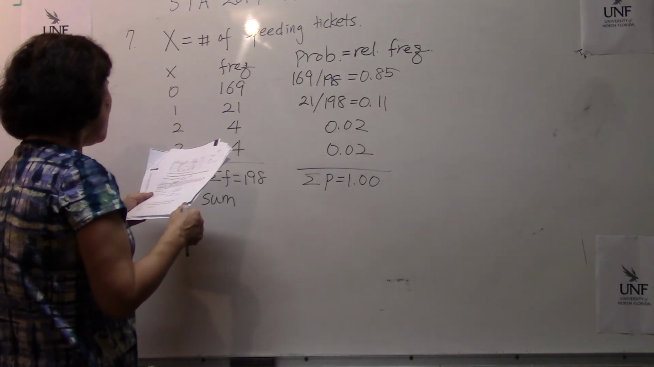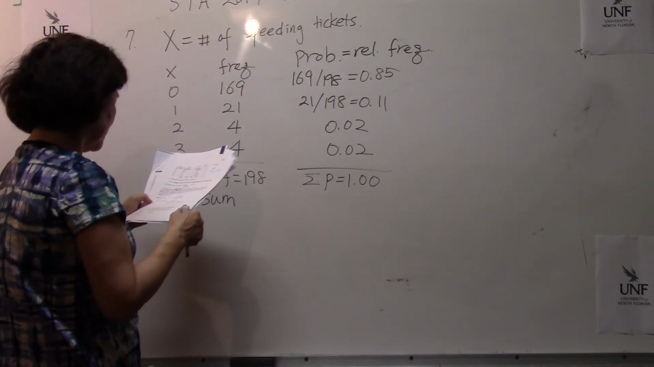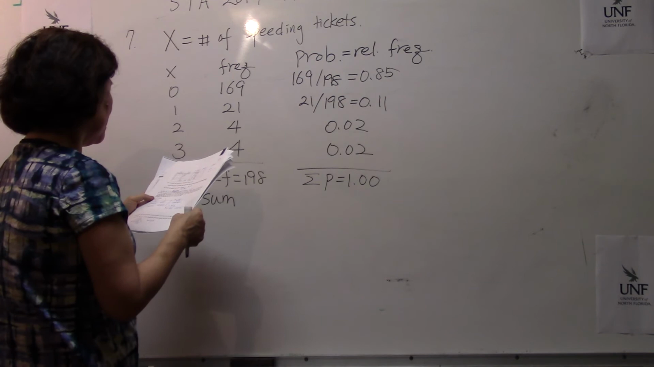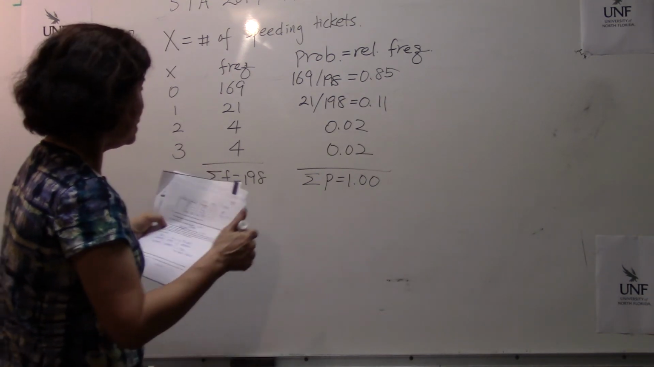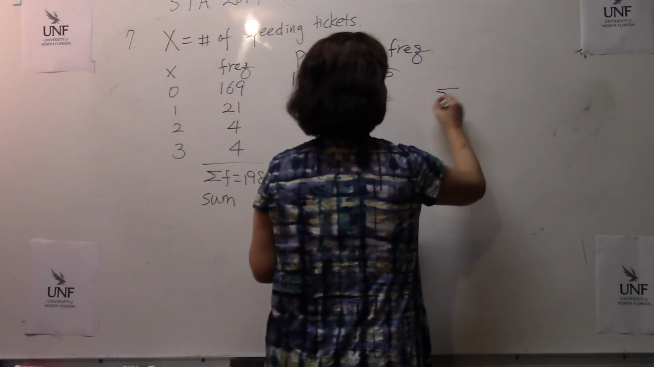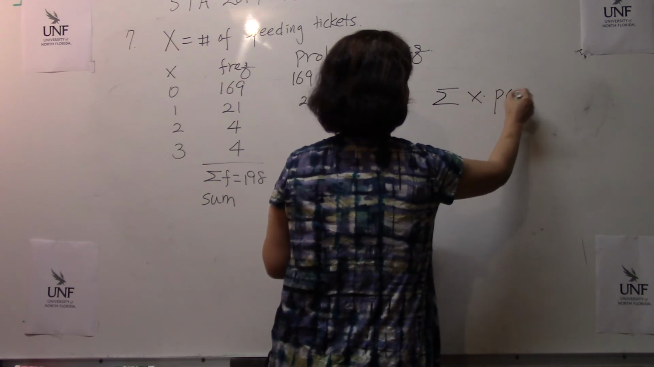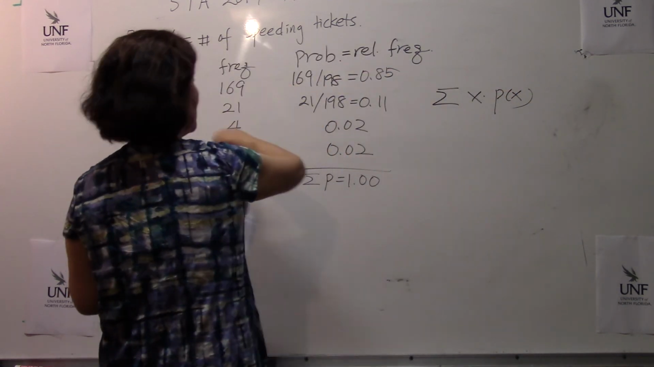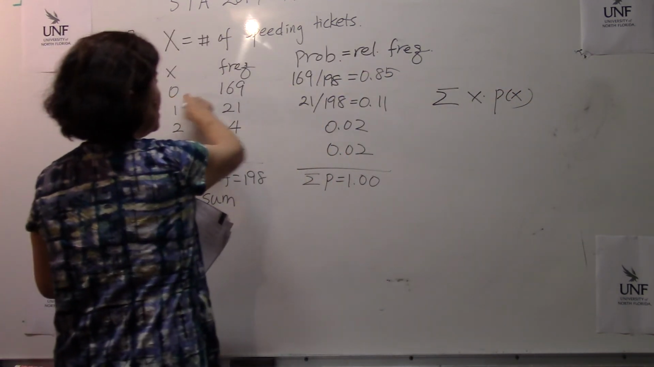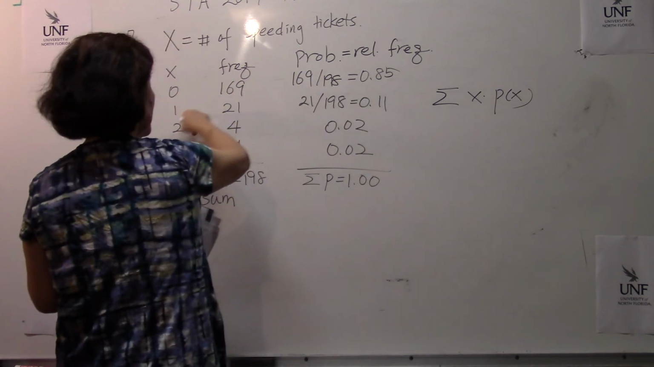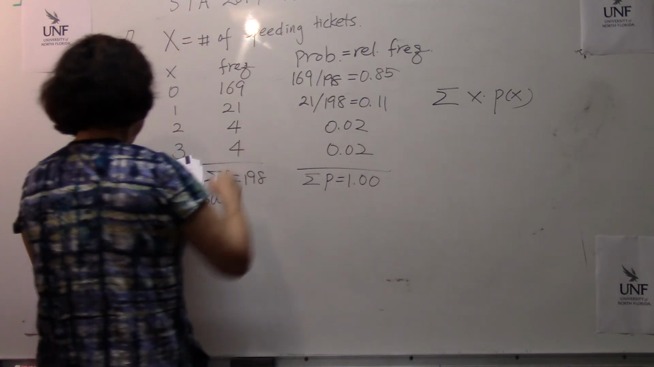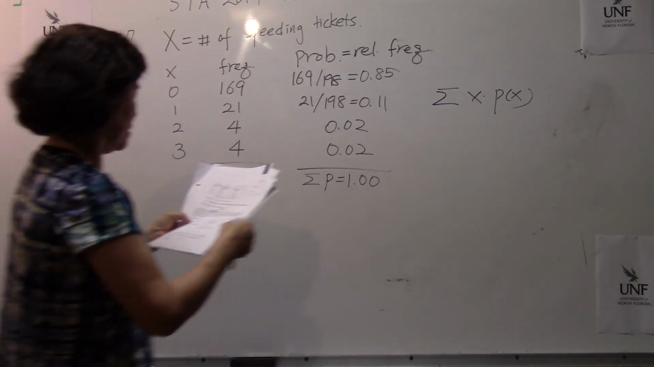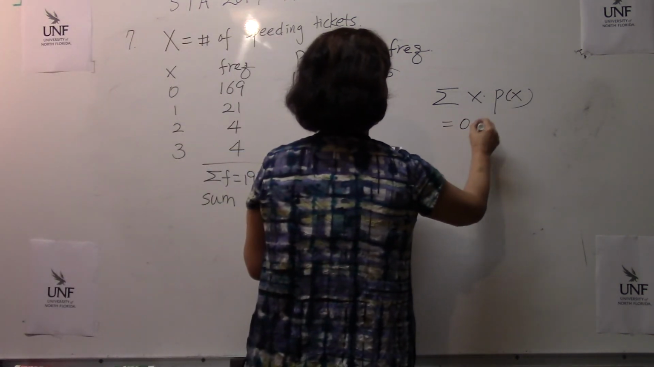Find the mean of the random variable x. What is a random variable x? Well, you can compute sigma x times p of x. So compute this 0 and the probability over here and this, that. You may do that. You get 0.21.